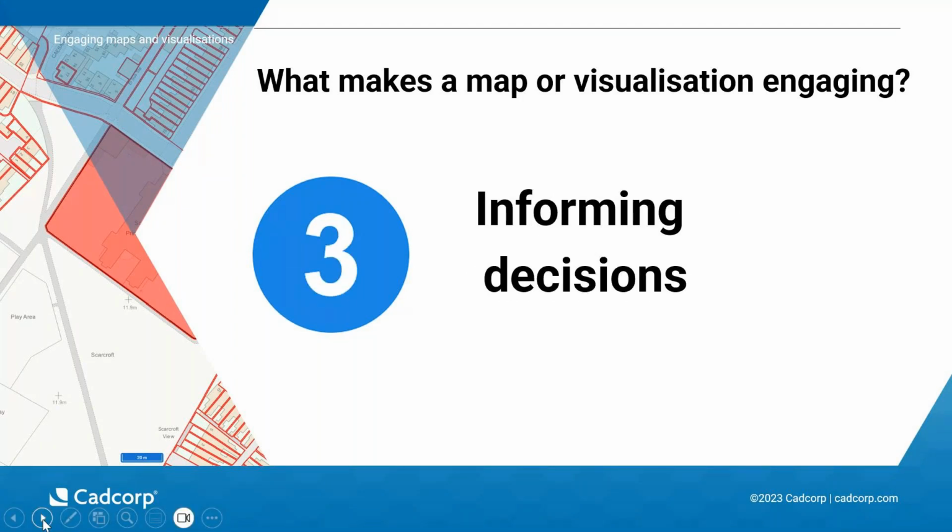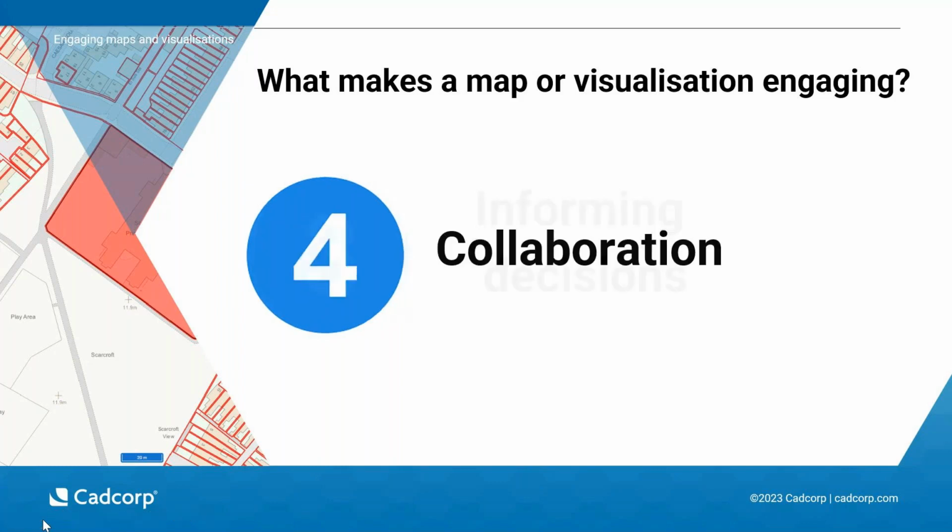Informing decisions. So web mapping needs to facilitate data sharing and analytics to perhaps identify patterns or trends that inform decision making. Really important, that point. Collaborative. Web mapping and visualization needs to be collaborative and should encourage active participation from whoever the users are.